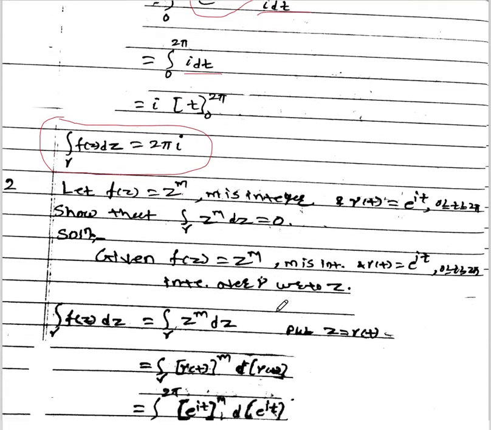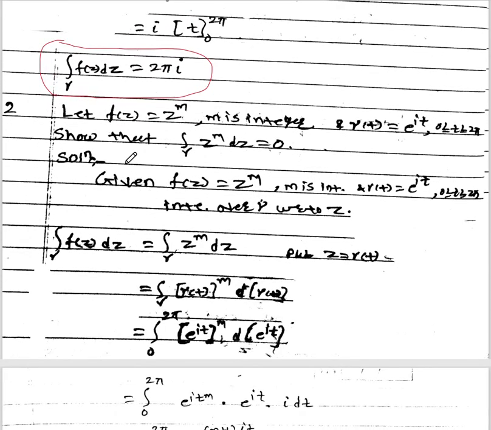Now we will see another example, that is here f of z is given as z to the power m, where m is an integer, and gamma of t is given as e raised to power it, where t lies between 0 to 2 pi. Okay, and here we have to show that the integral over gamma of z to the power m dz equal to 0. So we have to solve this problem.